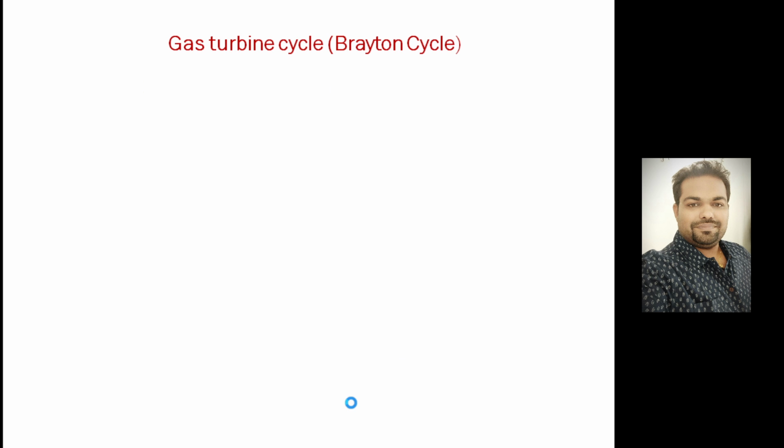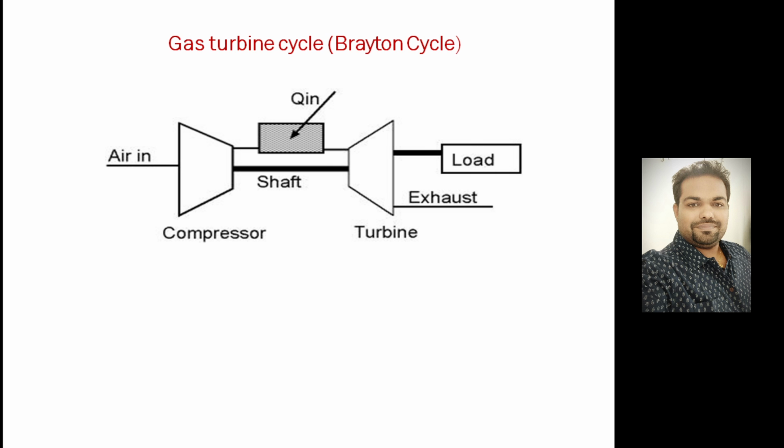Next one is gas turbine cycle. Alright, these are rotary cycles, right? Those were reciprocating cycles till now, what we have discussed: Otto, Diesel, and Dual. These are reciprocating types of engine. Now we are talking about the gas turbine cycle. These are the rotary types, right? So it is similar like this.